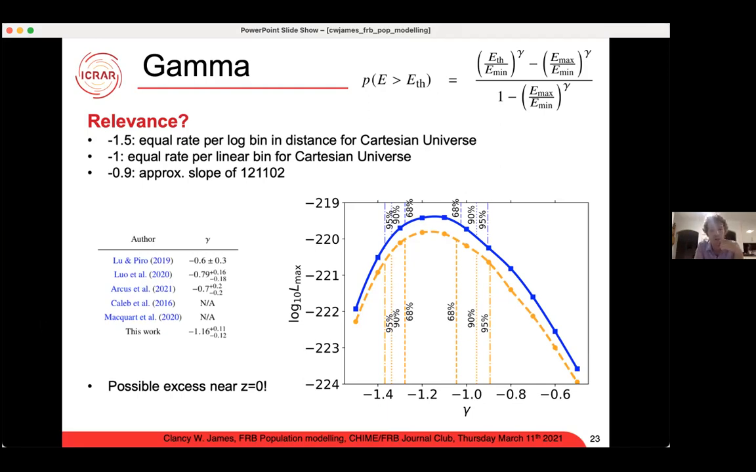The other thing to note is that because this is steeper than these slopes, you can't simply take all repeating FRBs in the universe that look like 121102 and stack them on top of each other, because that would give you back the same slope. But if other things have changing maximum energies, then you can stack something like this and more like that with a cutoff, and you can get something that's steeper.